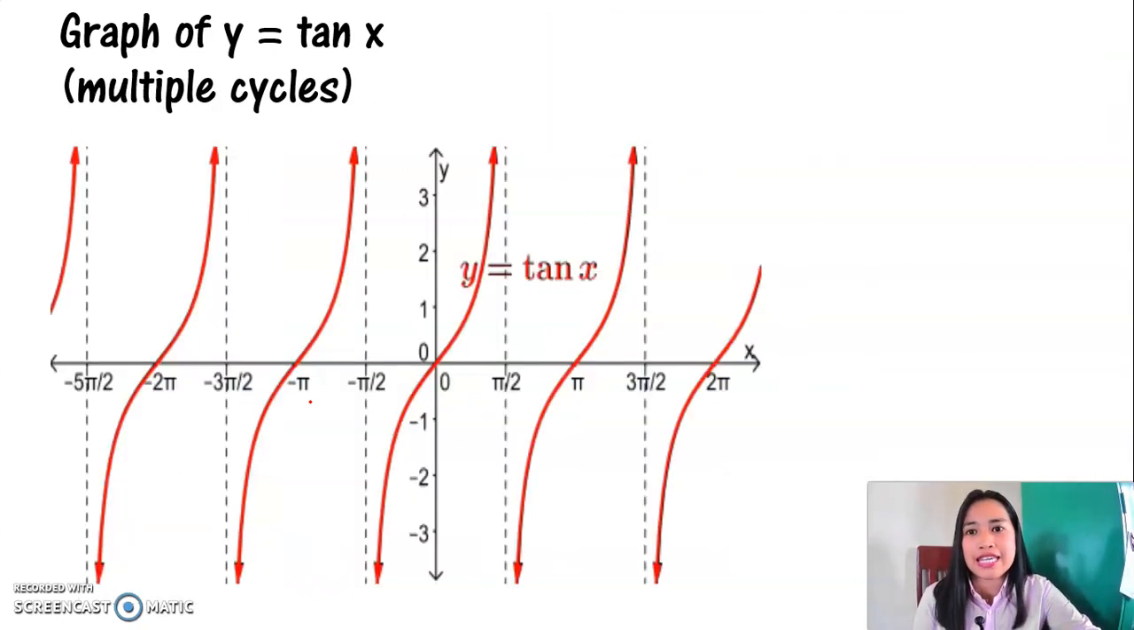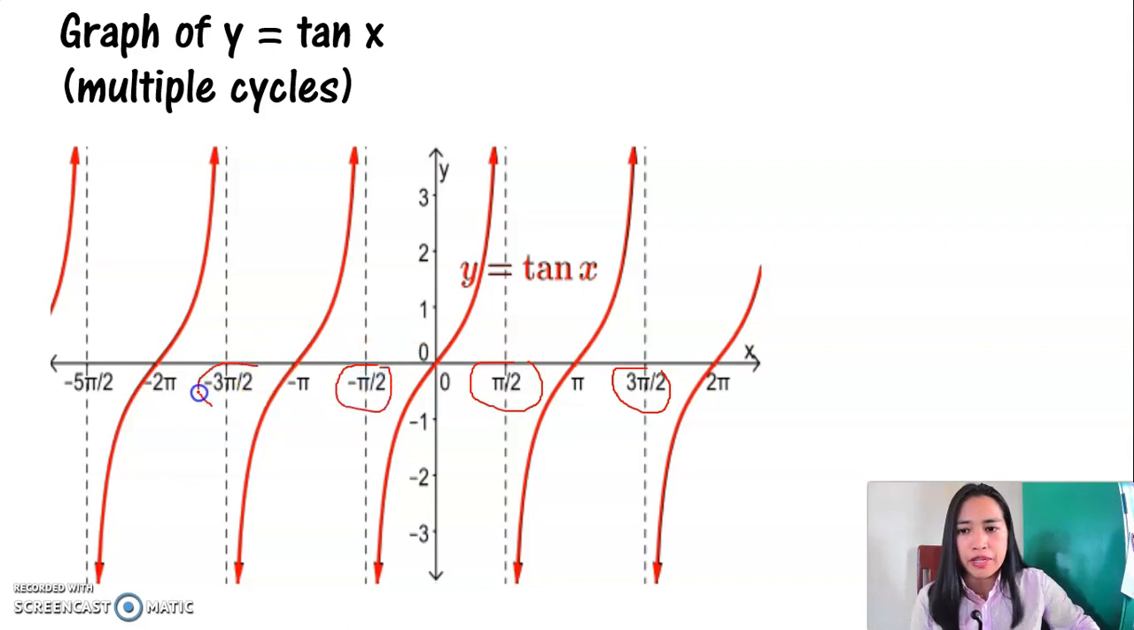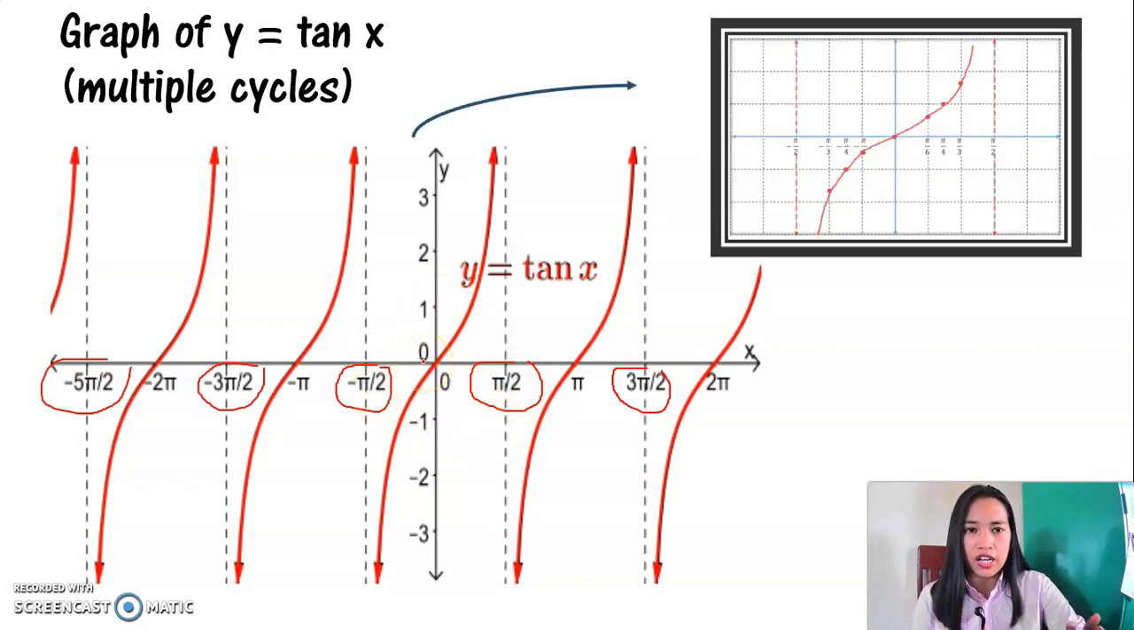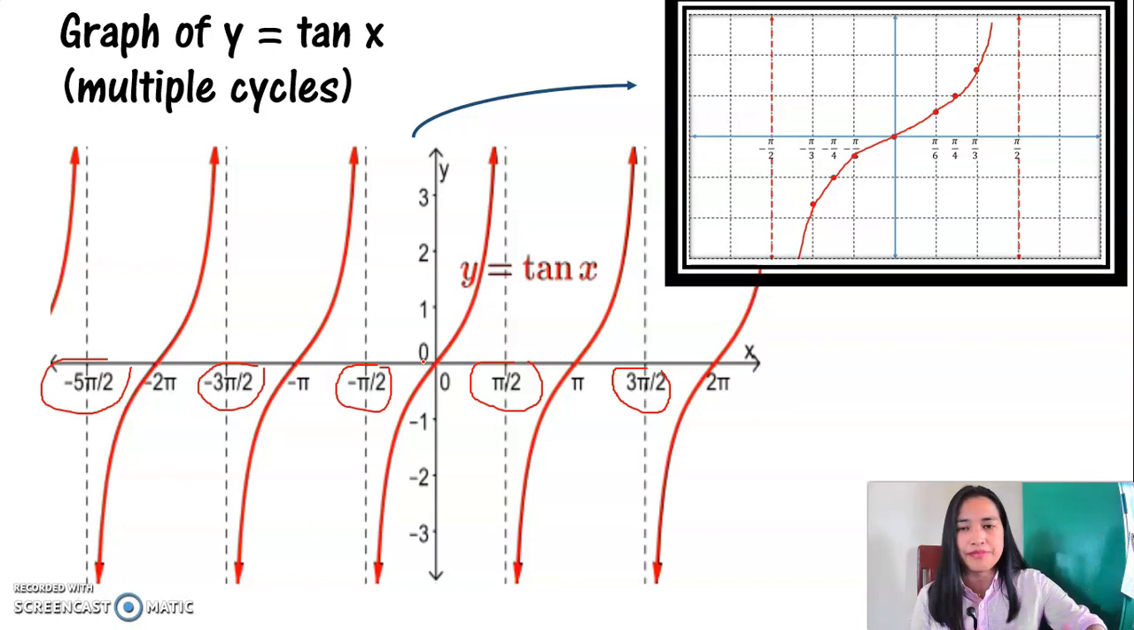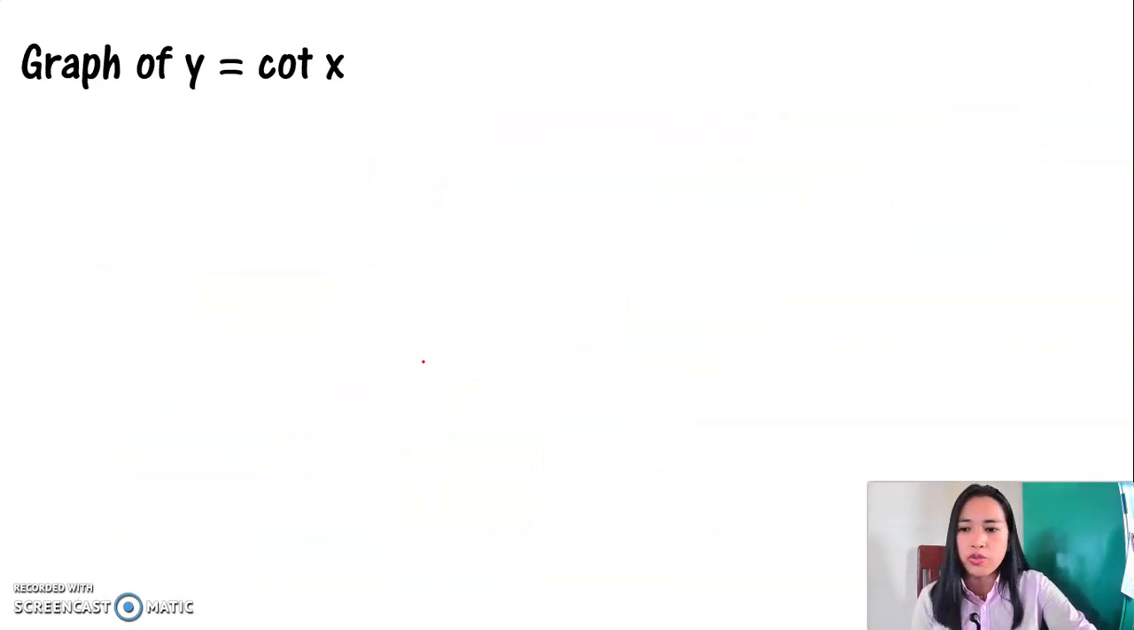So let us see the graph of y equals tangent x with multiple cycles. As you noticed, its asymptotes are the multiples of pi over 2, right? We can see that in the graph. In between its asymptotes is one cycle of tangent x. This one is our graph from earlier.